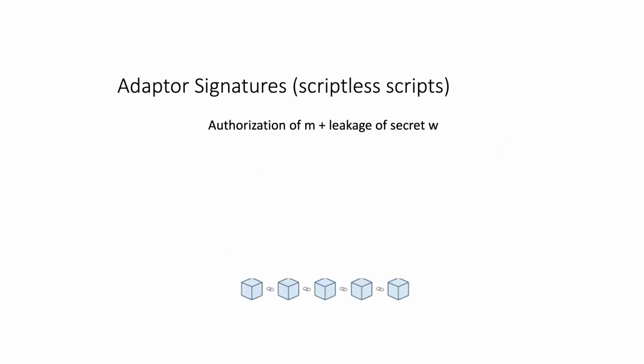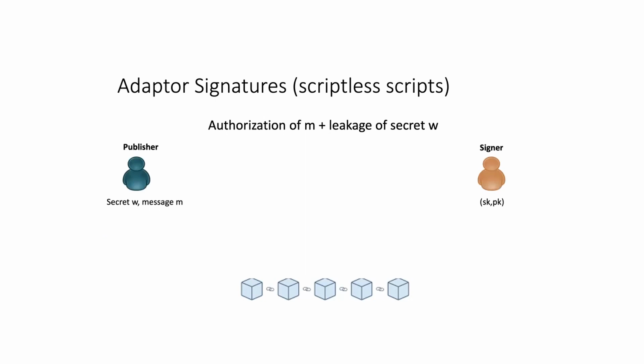The last thing that I want to mention, just because these kinds of signatures gained some popularity in the last couple of years, are the so-called adapter signatures or scriptless scripts. These are signatures that achieve two properties at once. You're able to authorize a message as a regular signature, and at the same time allow the leakage of a predefined secret value. So what's the idea here?